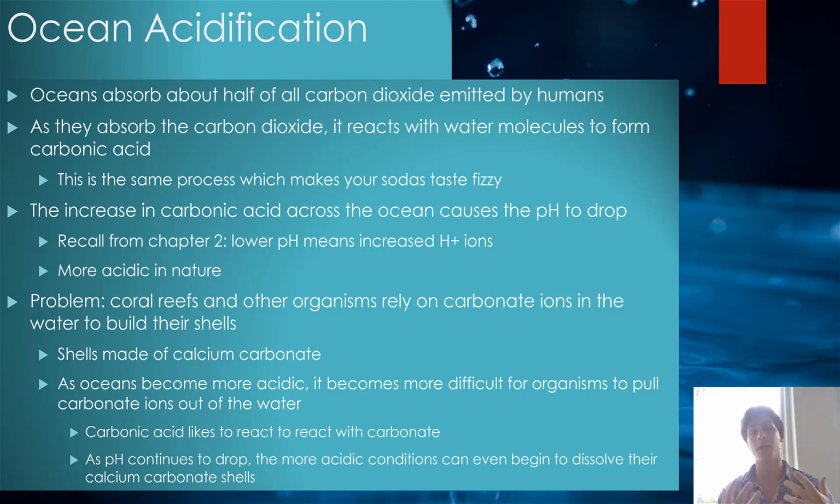Now, when oceans become more acidic, it becomes extremely difficult for organisms to pull carbonate ions out of the water, simply because carbonate ions are now reacting with that acidic carbonic acid, and as a result, organisms are having a harder and harder time pulling carbonate ions out of the water. Eventually, if this continues, water will become so acidic that not only will organisms not be able to pull any carbonate ions out of the water, but that excess carbonic acid will react with and dissolve and erode the shells of the organisms that currently exist.